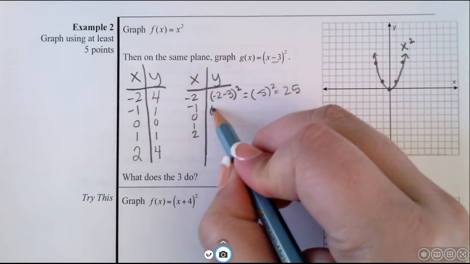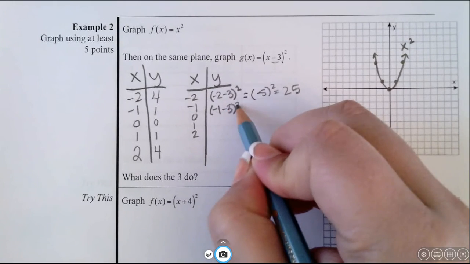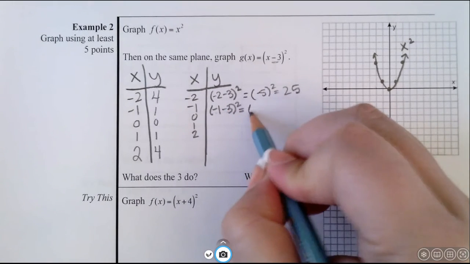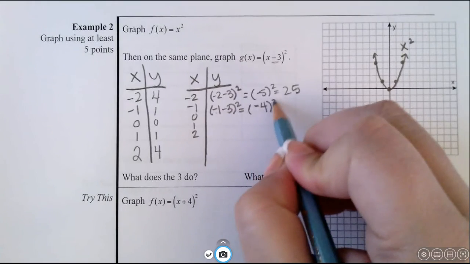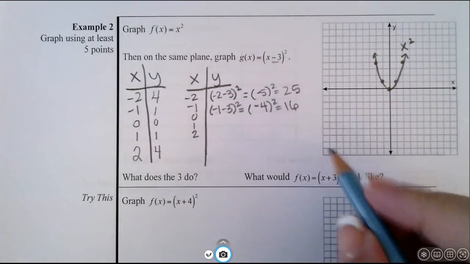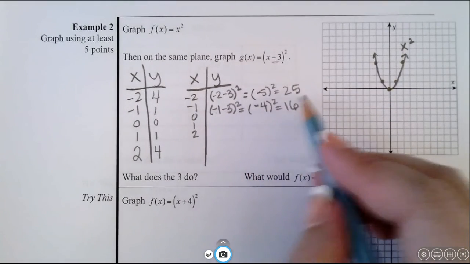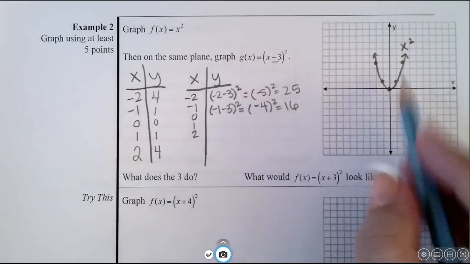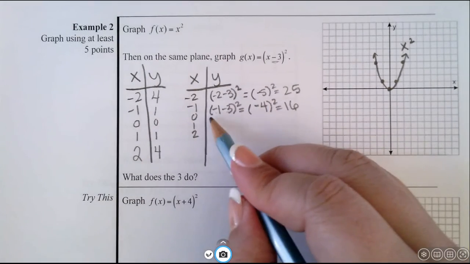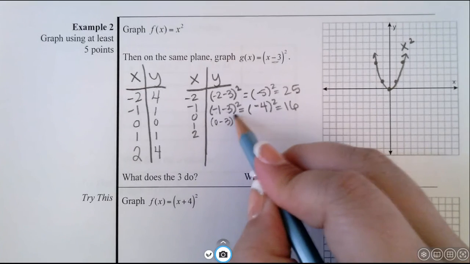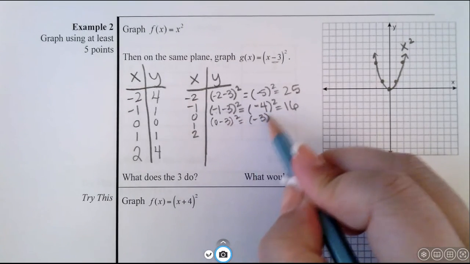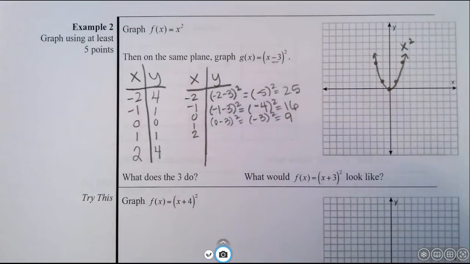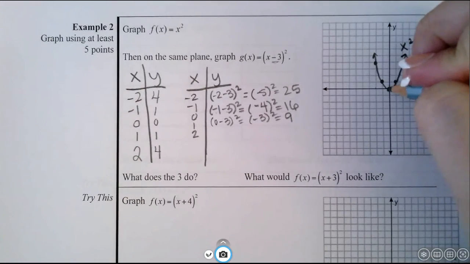So then here we have -1 minus 3 squared. -1 minus 3 is -4 squared, which is 16. Again, that's too big to graph, so we're going to choose not to graph that point on our graph here. 0 minus 3 squared is -3 squared, which is 9. That one would fit. So here we have 0, 9.